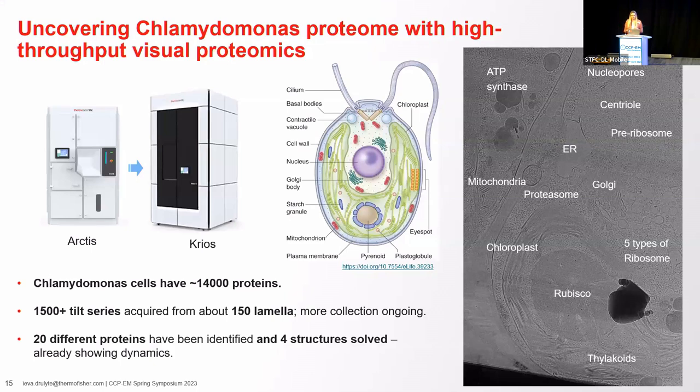So thanks to the throughput available using Arctis and Cryos, we were able to collect over 1,500 tilt series from about 150 lamellae, and so far identified 20 different proteins and solved 4 different structures from that data set, with more work still ongoing. So in the next couple of slides, I will show you some tomograms from this data set of the sort of things that we saw.